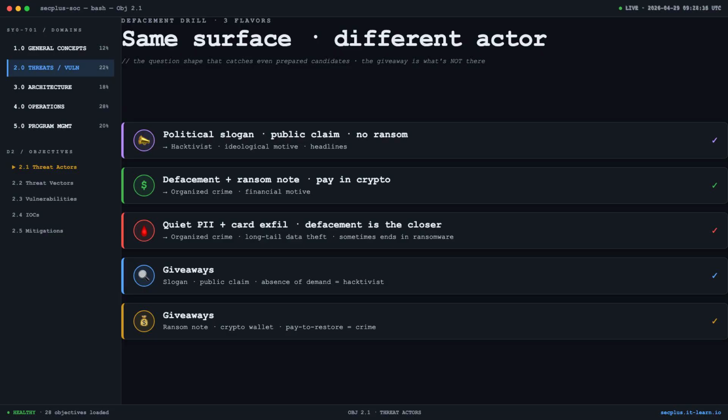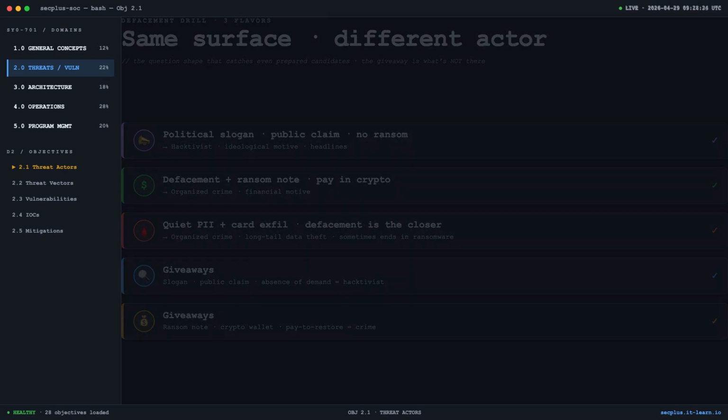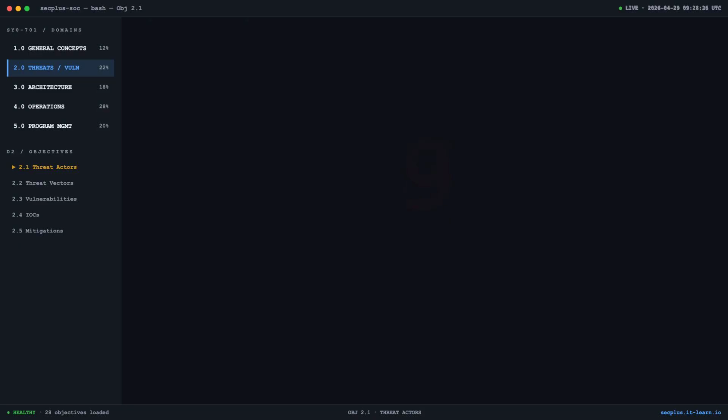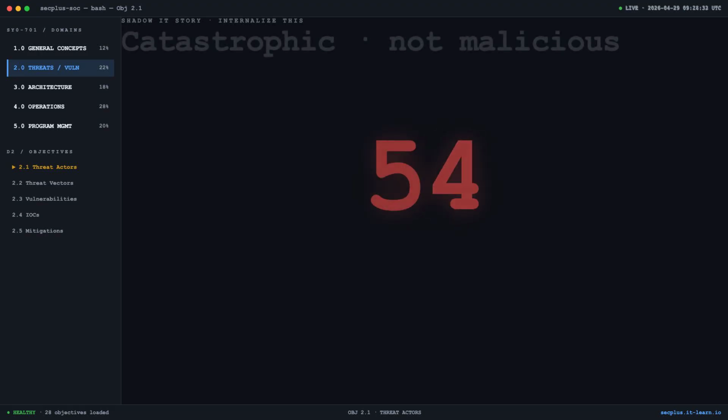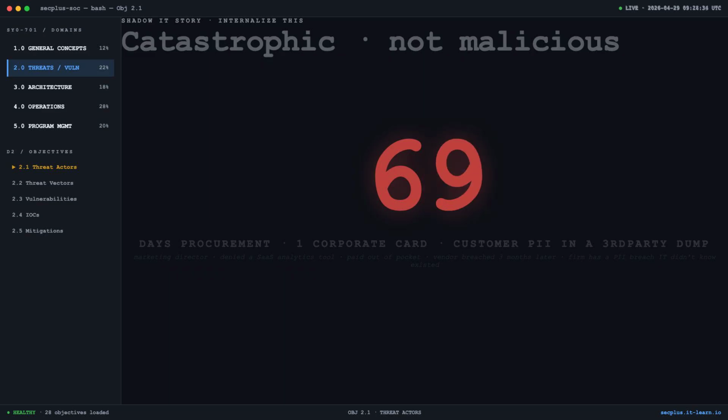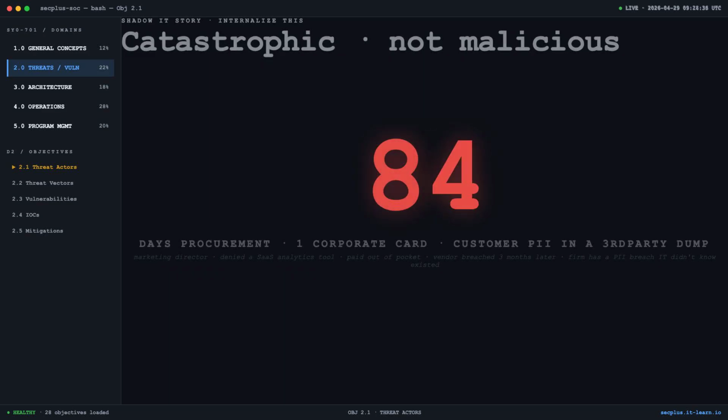The shadow IT story I want you to internalize. A marketing director at a mid-sized firm cannot get budget approval for a SaaS analytics tool through the official IT procurement process. Procurement says 90 days. The marketing director needs the tool by Friday. He pulls out a corporate credit card, signs up for a free trial of an analytics service, configures it to ingest customer data through an API, and gets to work.